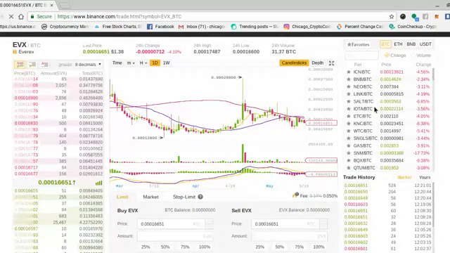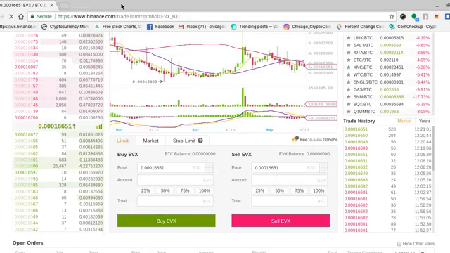Over here on the right-hand side, you have the different markets: BTC, ETH, BNB, and USDT, as well as your favorites. And you have the different tokens that you can take a look at. Below that, you have your trade history, which is the live trades. And you can look at both the market's trade history as well as your own trade history.